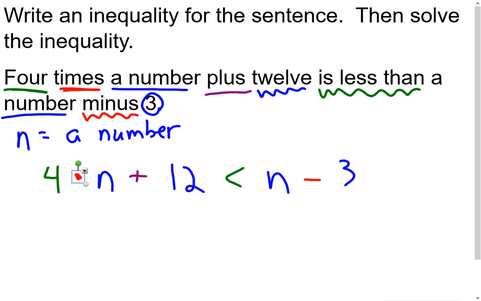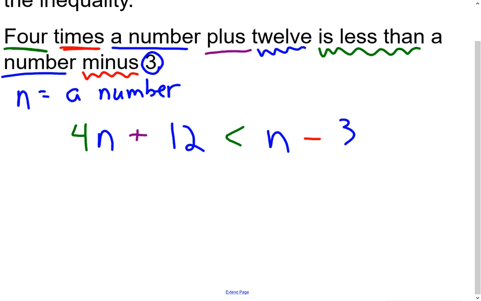Coming back here, I'm going to go back to this and go, do I really need that? No, so I'm going to get rid of that just to clean it up a little bit. Slide this over, and there's my 4 times a number plus 12 is less than a number minus 3. We have an inequality that we can solve. So I'm going to go through and solve that.